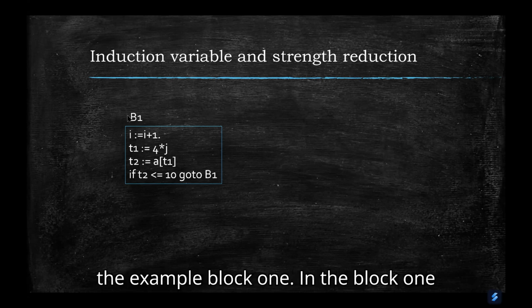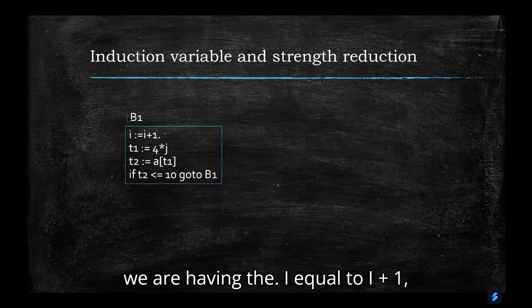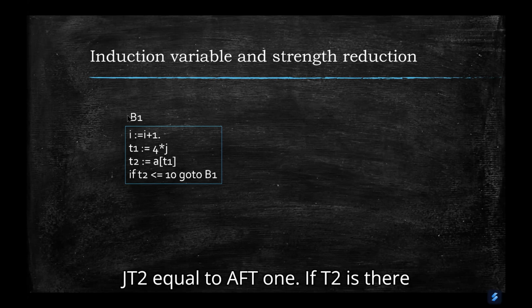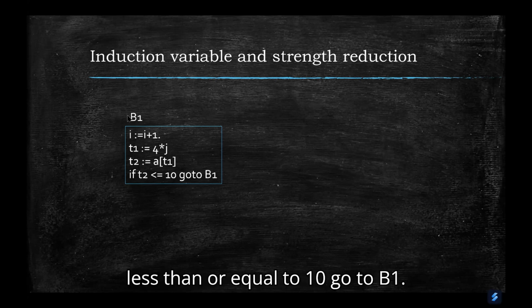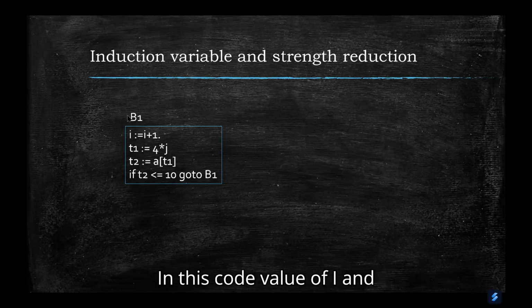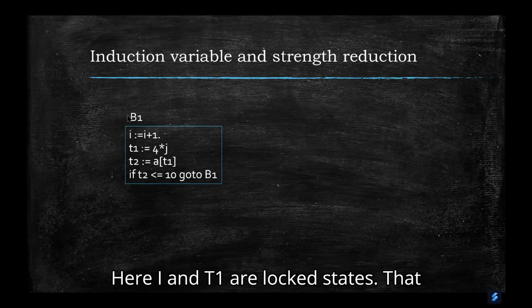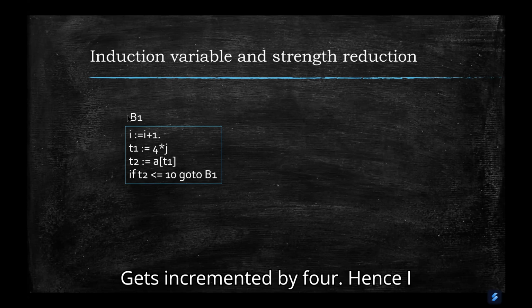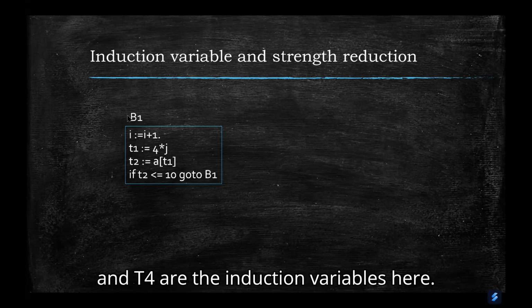Here we have the example, block 1. In block 1 we have i = i + 1, temporary t1 = 4 * j, t2 = a[t1]. If t2 is less than or equal to 10, go to B1. In this code, the values of i and t1 are locked in step. That is, when the variable i gets incremented by 1, then only t1 gets incremented by 4. Hence, i and t1 are the induction variables here.